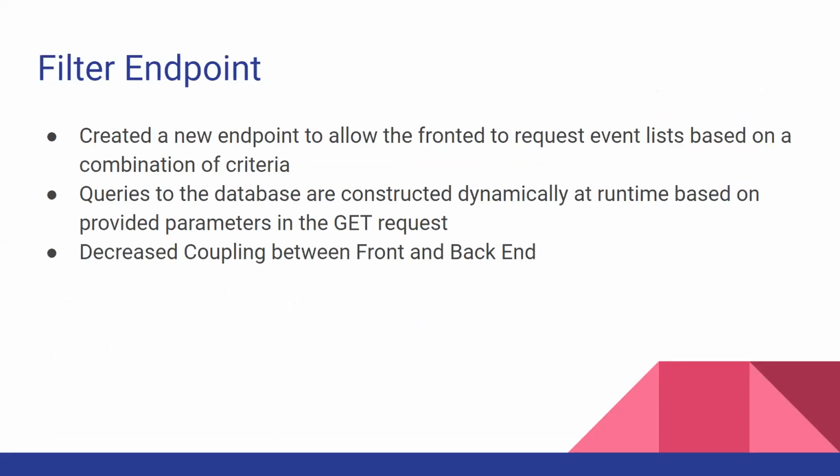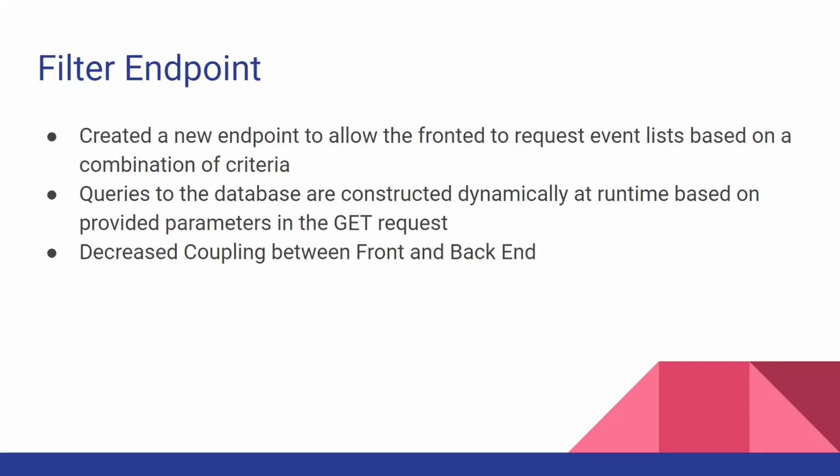The new filter endpoint that was built into the backend is a new endpoint for HTTP GET requests. These GET requests can be supplied with a variety of criteria, such as a date range, categories of events, and the location that the user is searching in. Queries are then constructed dynamically at runtime based on whatever parameters are provided in that GET request.